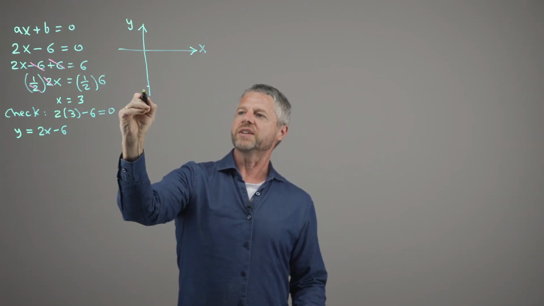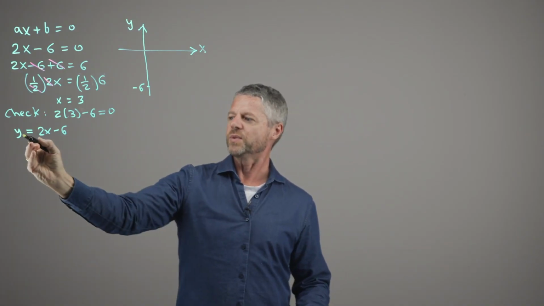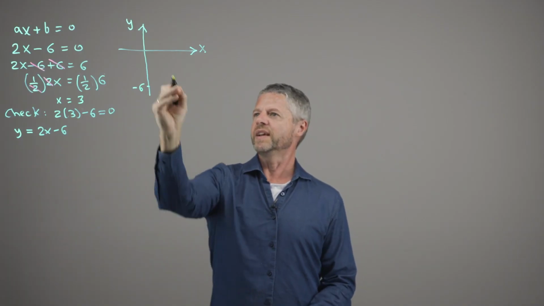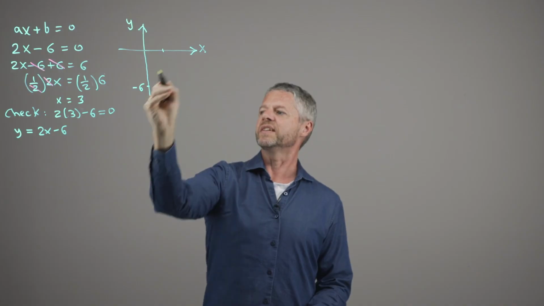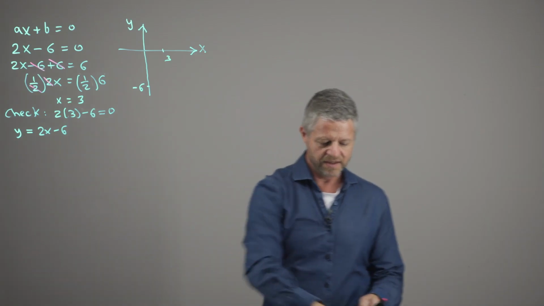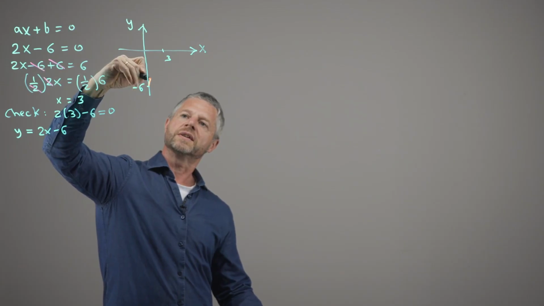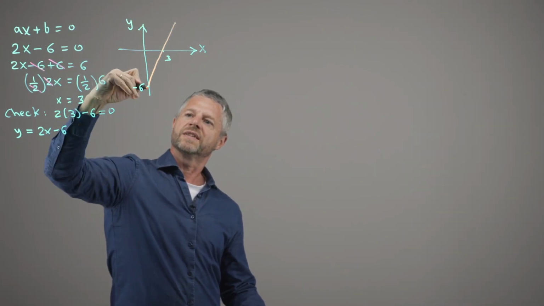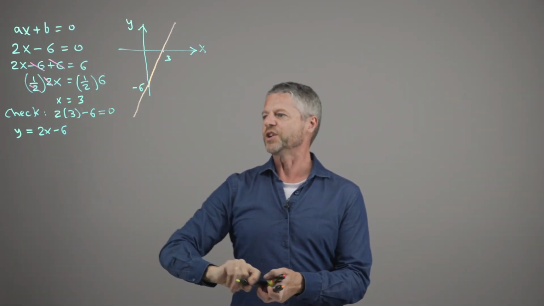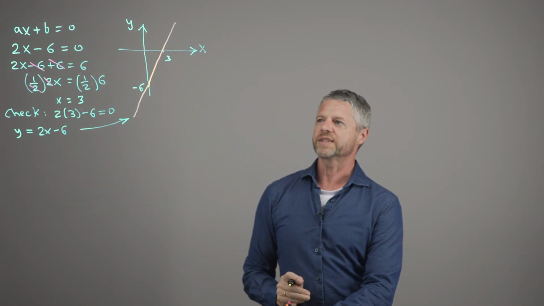So that's going to cross this vertical axis at minus 6, because when x is 0, y is going to be minus 6. And it'll cross the x-axis at the value we just found, x equals 3. And then we can draw a line passing through these 2 points, a nice straight line, and that's going to represent the function y equals 2x minus 6.